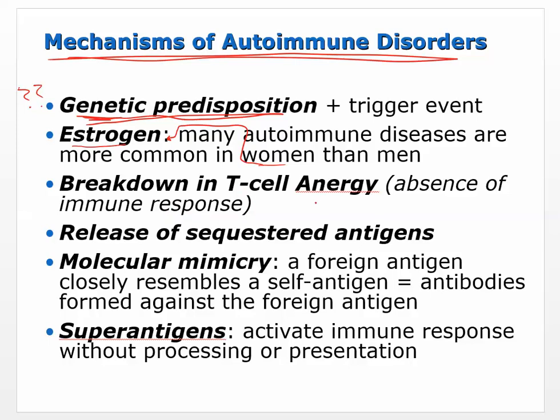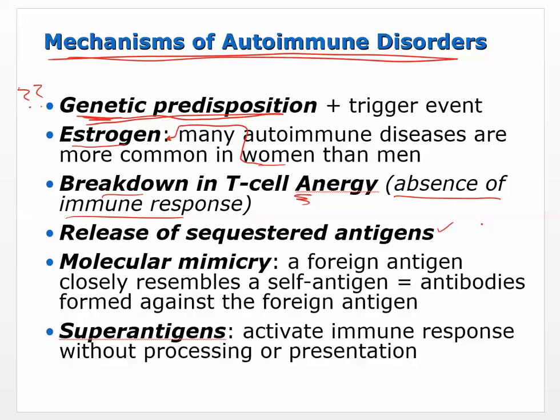Breakdown in cell anergy. Anergy, that's not a typo. That just means the absence of the immune response. So that basically means that immune cells that aren't supposed to be attacking self start to attack self. You're supposed to shut them down, and they're not being shut down. So that's the breakdown we're talking about. Release of sequestered antigens. I just kind of mentioned that.